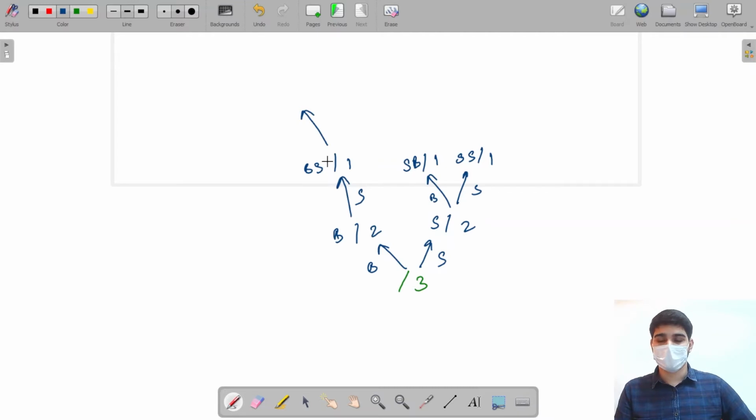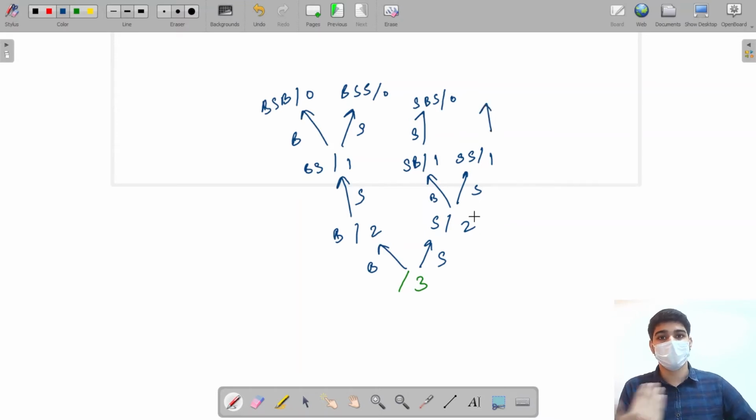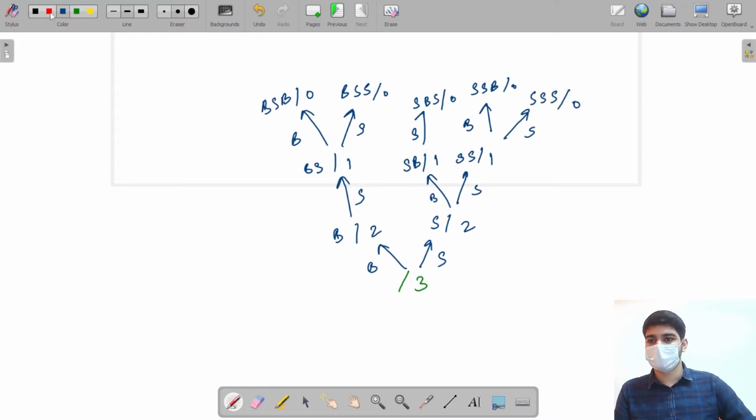Again, my last chunk of land is acquired by a space, so I can have building as well as space over here. So I can have BSB for 0, BSS for 0. Over here, as we had a building, I can only have a space now, so BSBS for 0. Over here, we had a space acquiring the land, so we can have either space or a building: SSB for 0 and SSS for 0. So if we count, there are a total of 5 configurations on one side for n equal to 3.